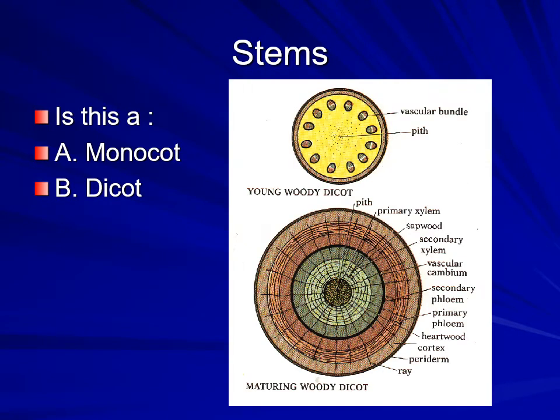So this is a monocot. All right. Repetition's a good teacher. So here we have a pith in the center. We've got vascular bundles when it's immature. As the dicot matures, those bundles merge into what we call a cambium. And then, of course, outside of that, eventually you get a cork cambium, which starts to produce bark.